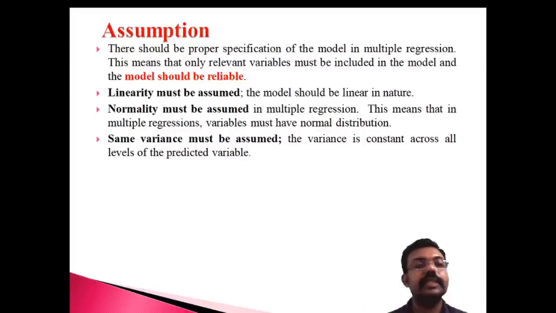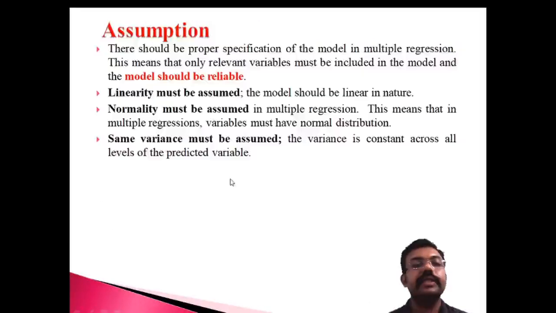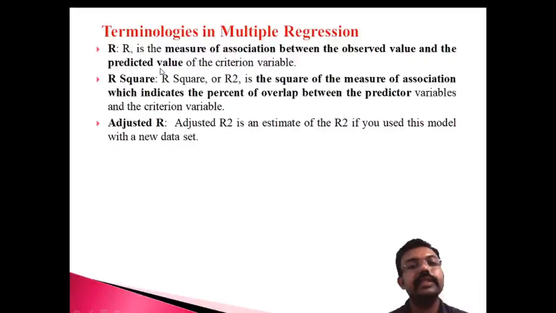So these are the assumptions. Once again, what is the multiple regression? The multiple regression means there are two or more independent variables and there is one dependent variable. The term is known as the multiple regression. This is an example regarding the multiple regression equation, and these are the variables, and after this are the assumptions regarding the multiple regression, and these are the terminologies used in the multiple regression. Okay, and after that we are applying the multiple regression in SPSS.